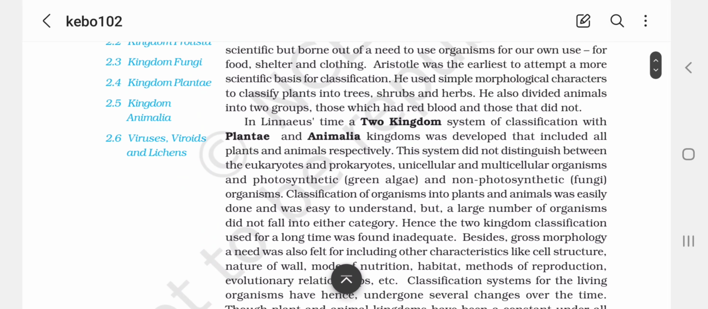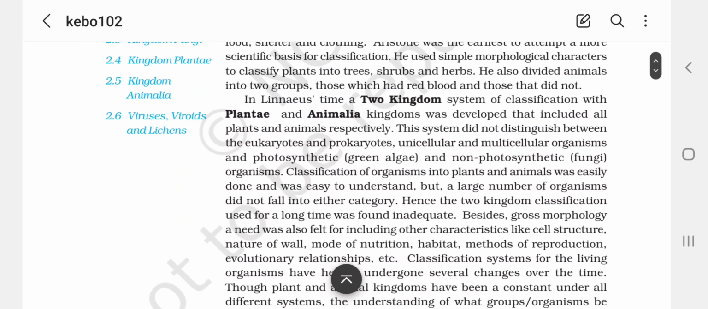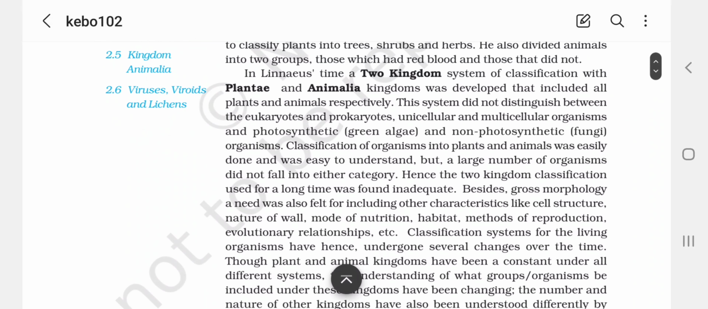In Linnaeus' time, a two-kingdom system of classification with the Plantae and Animalia kingdoms was developed that included all plants and animals respectively. This system did not distinguish between the eukaryotes and prokaryotes, unicellular and multicellular organisms, and photosynthetic green algae and non-photosynthetic fungi.